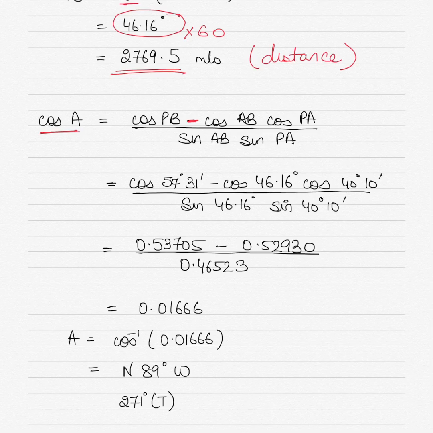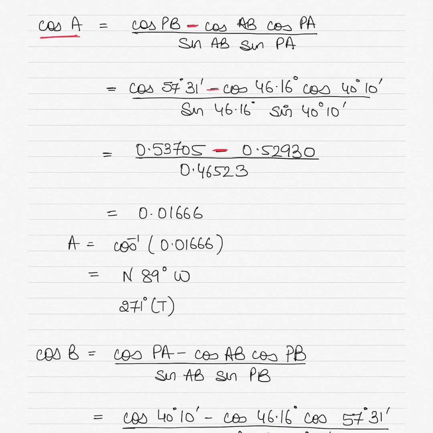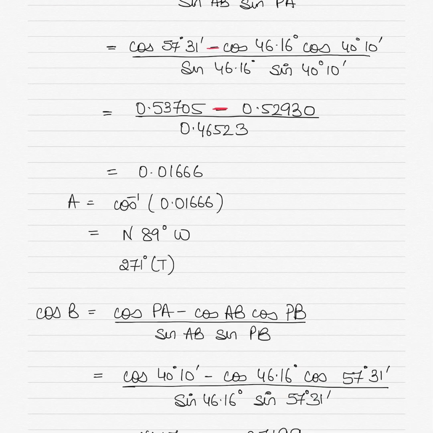AB you can use as 46.16 degrees, of course, because whenever you have to use a sine, cos or tan, make sure you put the value as degrees, not as miles. So you don't put 2769.5 miles. AB will be in degrees, which is 46.16 degrees, as you can see in my working out. Then simply put in the values in the equation and match with mine. Again, I have stuck to 5 decimal places. What you get is cos A equals 0.01666. Then take cos to the other side, which gives you cos inverse of the same value, which you get as north 89 degrees west.